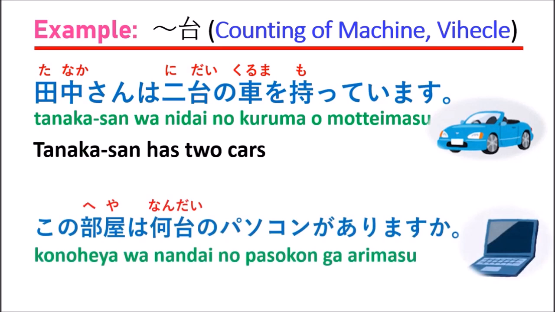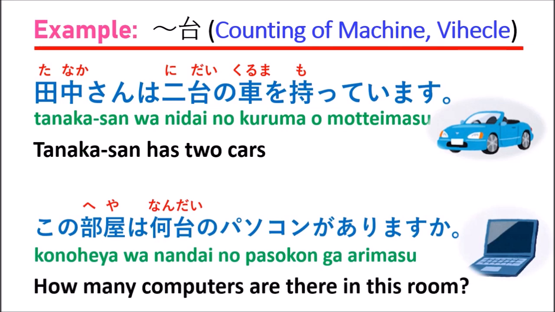The second example. この部屋は何台のパソコンがありますか？Which means how many computers are there in this room?